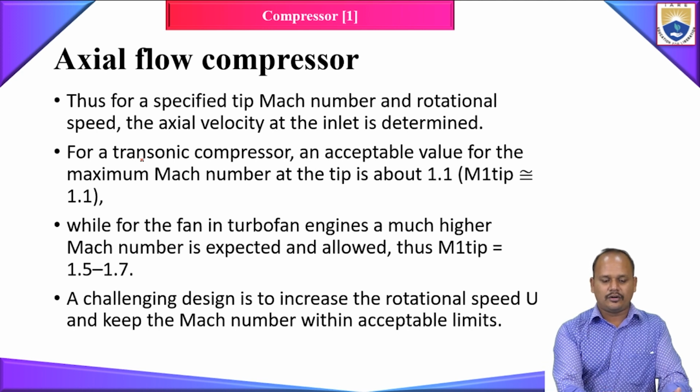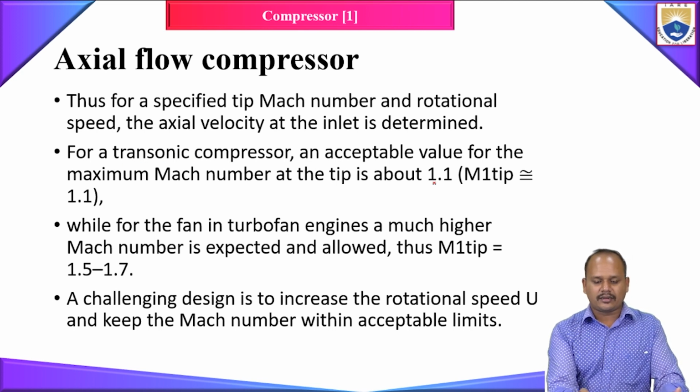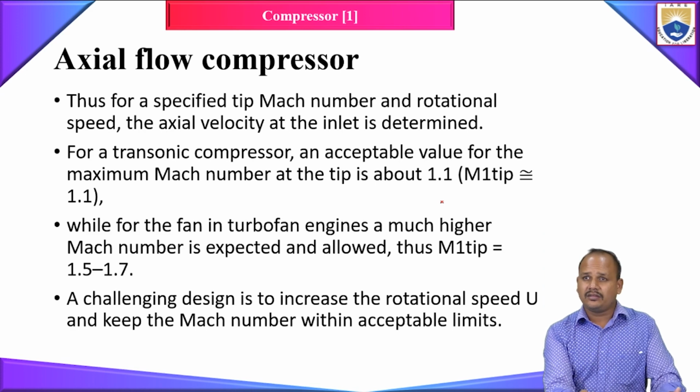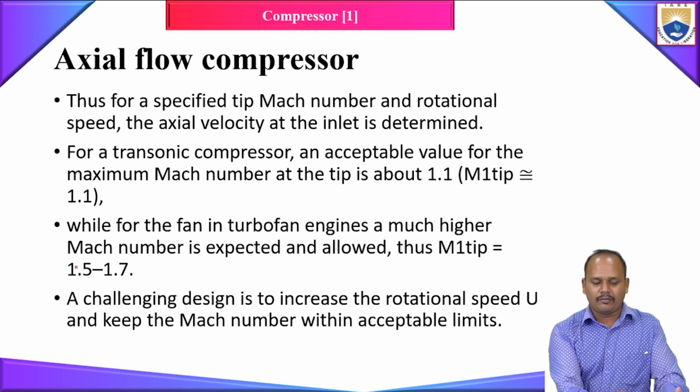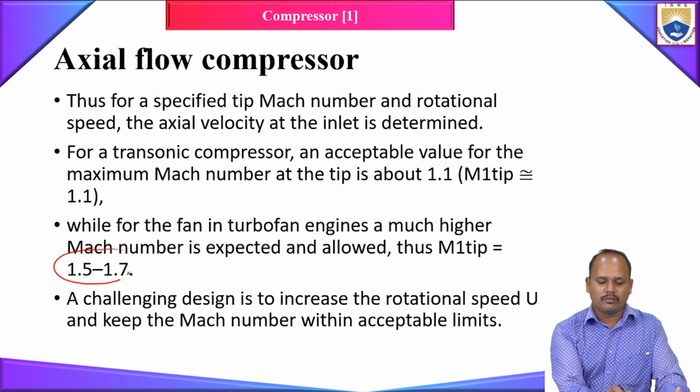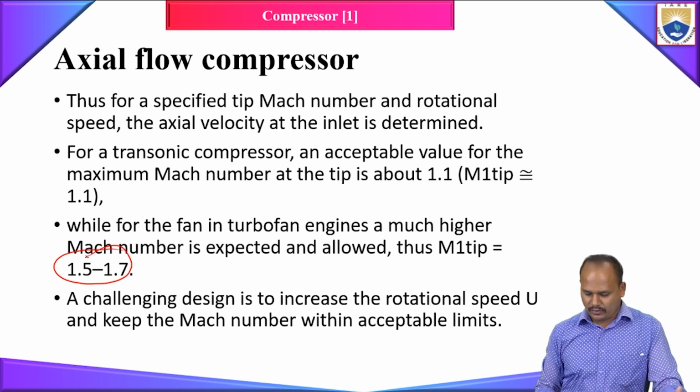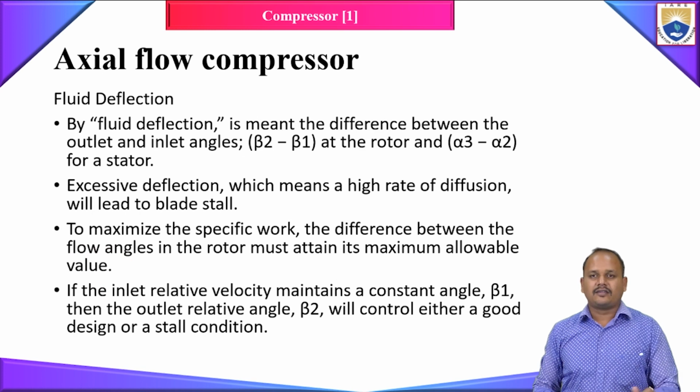Okay, so that's what I already told you. For the transonic compressor, the acceptable value of maximum Mach number is 1.1, whereas for the turbofans, we can have up to 1.5 to 1.7. Next is the fluid deflection, that is beta 2 minus beta 1 for the rotor, or alpha 3 minus alpha 2 for the stator.